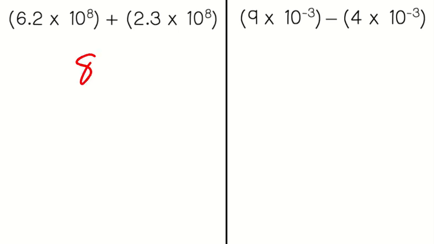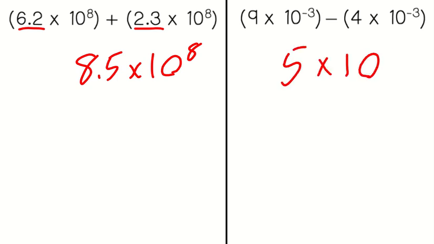Yeah, so we got 8.5 times power. Exponents are the same. 6.2 plus 2.3 gives me that 8.5. Corey, on the right here. Yeah, we got 5 times 10 to the -3rd power. 9 minus 4. Because like I said, it's a subtraction problem. You got to pay attention to what kind of math we're doing. 9 minus 4 is 5. Keep the 10 to the -3. So we got 5 times 10 to the -3. Any questions on those?